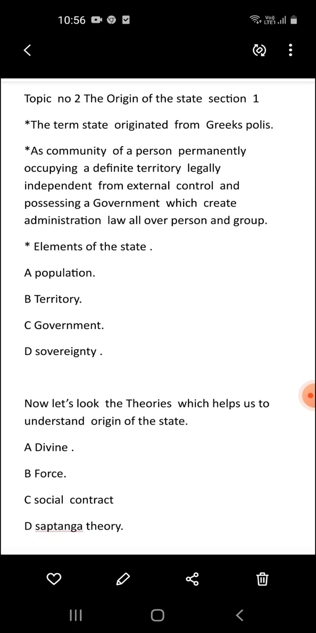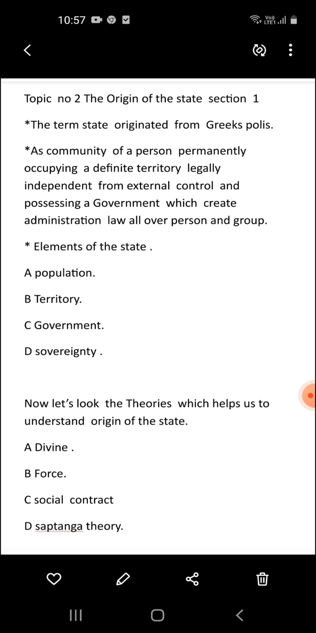Now let's have a look at what are the theories responsible for the origin of the state. In that, first and foremost theory is divine theory. Earlier in the ancient period, human beings believed that state is the product of divine creation, where the God has created the state and appointed the king as its representative.